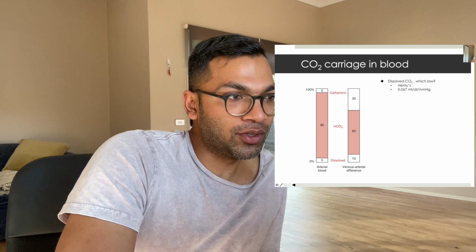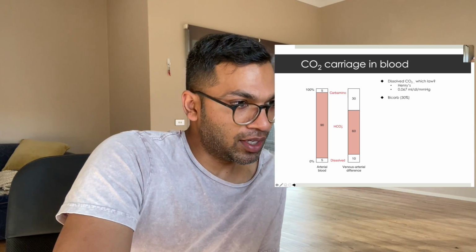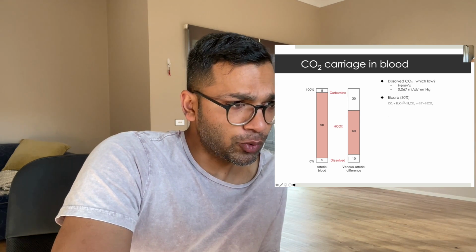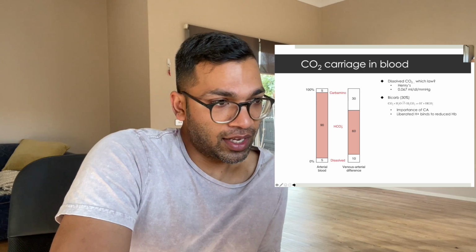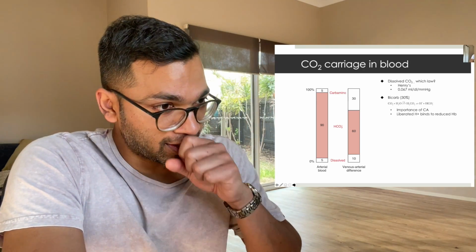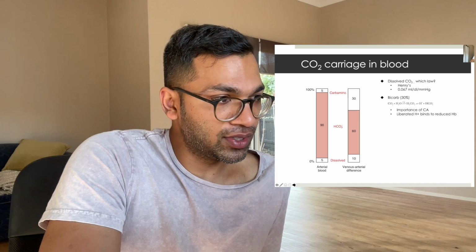So Henry's law, 0.060 mils per deciliter per millimeter of mercury. Bicarb is 30%, which is governed by this equation, and the importance of carbonic anhydrase, which we always mention when we talk about this. Liberated H plus binds to reduced HB.